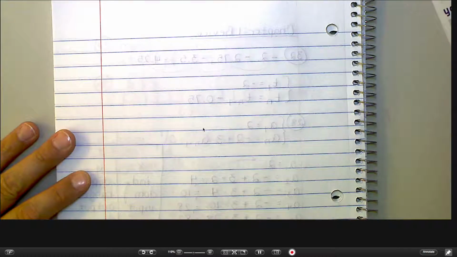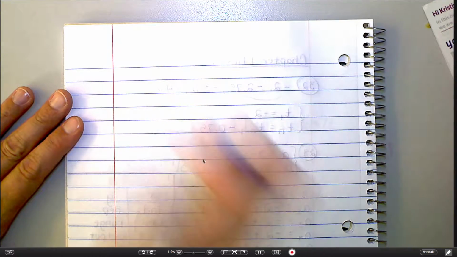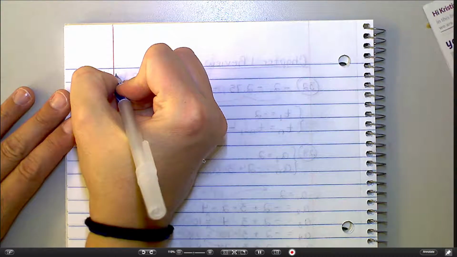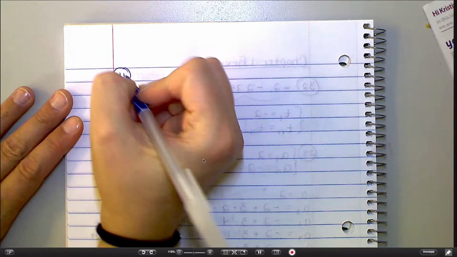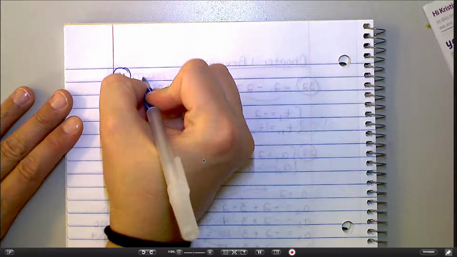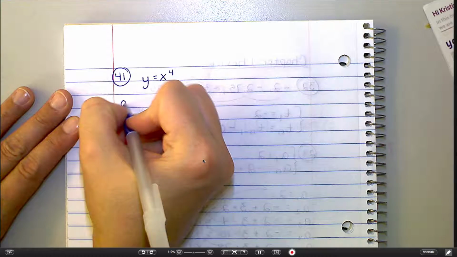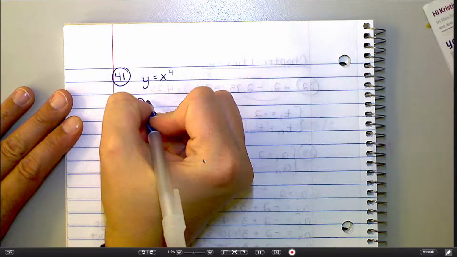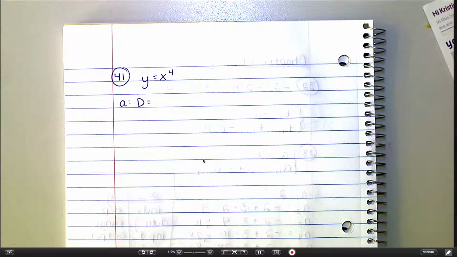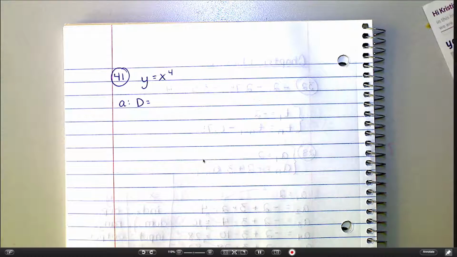So 41 gives me the equation, and I was talking about this one with Matt a little while ago. It gives me the equation y equals x to the fourth. And the first question, part A, wants to know the domain. What am I asking when I ask domain? What can x be? What are the possible values of x? So what am I allowed to put in there for x?